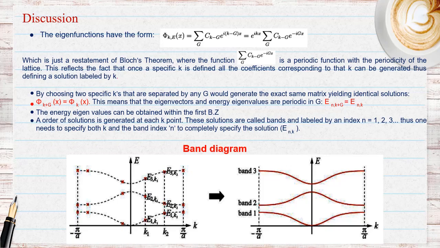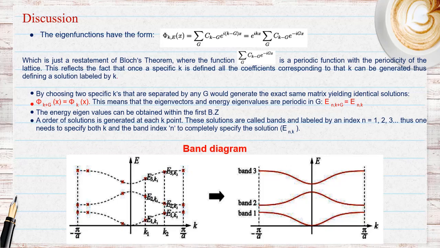By considering the full matrix form, you can convince yourself that choosing two specific k's that are separated by any G would generate the exact same matrix, yielding identical solutions. That is, φ(k+G)(x) should be equal to φk(x). This means that the eigenvectors and energy eigenvalues are periodic in G. So in energy, we can represent it as En(k+G) is equal to Enk. The energy eigenvalues can be obtained.